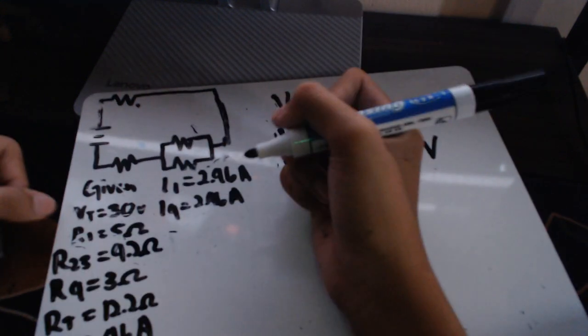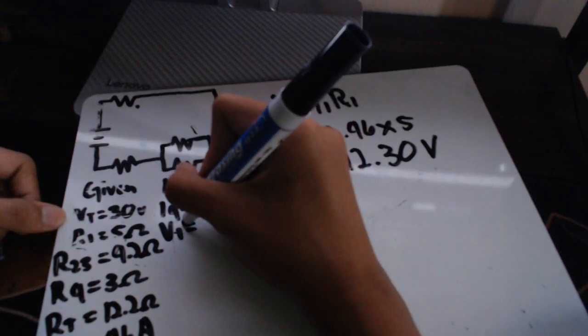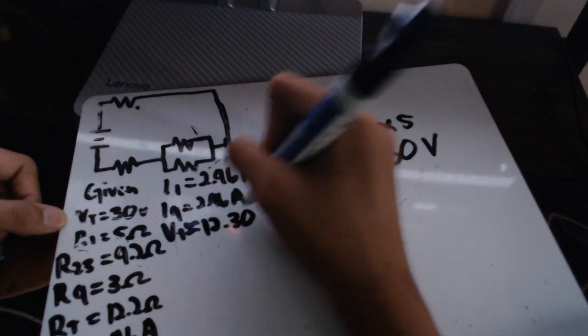And now we need to write it here. V1 is approximately equal to 12.30 volts. So the voltage across R1 is approximately 12.30 volts.